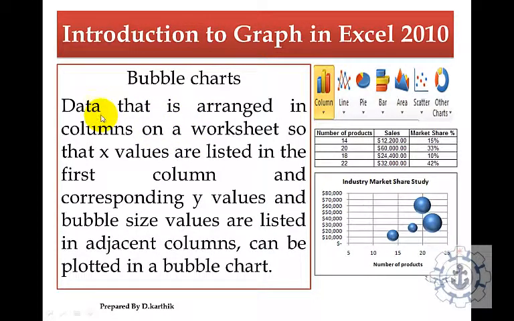Bubble chart: the data that is arranged in columns on a worksheet, so that the X values are listed in the first column and corresponding Y values and bubble size values are listed in adjacent columns, can be plotted in a bubble chart, where you can see this is a table, and for this table, this is a bubble chart.